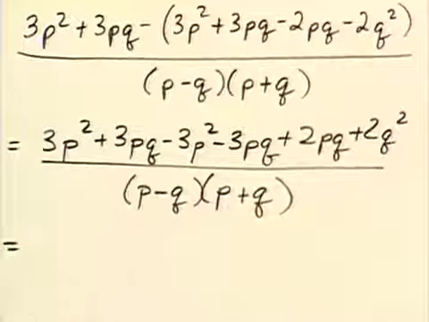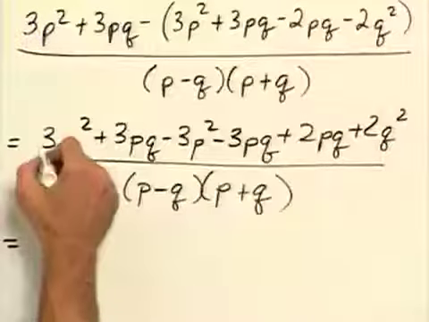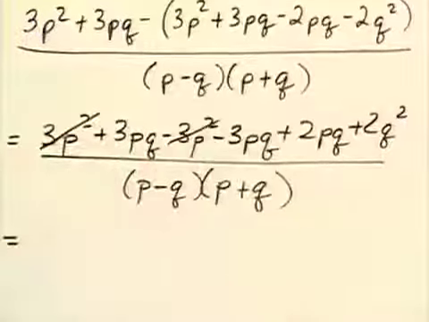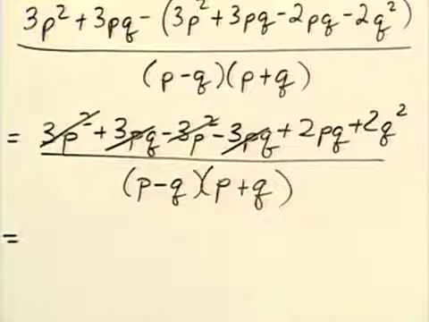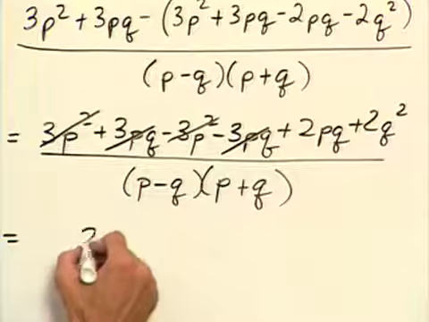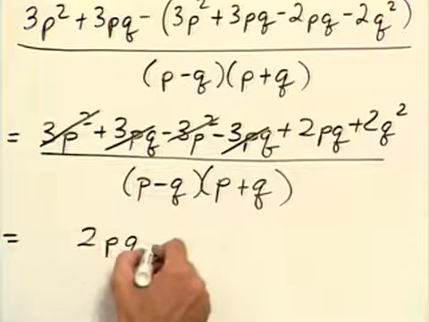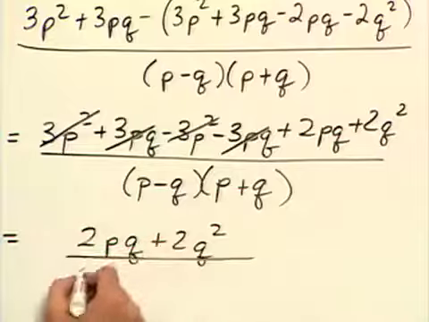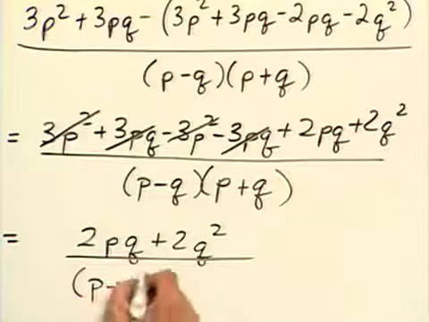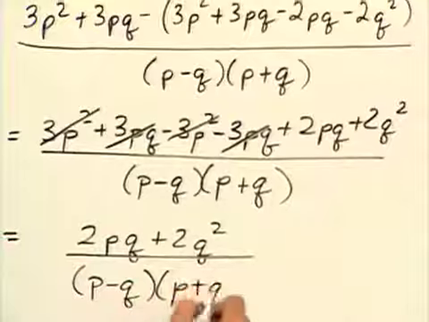Now, combining our like terms on the top, these 3p squareds add up to 0, so they go away. These 3pq's also add up to 0, and we're simply left with 2pq plus 2q squared divided by our least common denominator, p minus q, times p plus q.